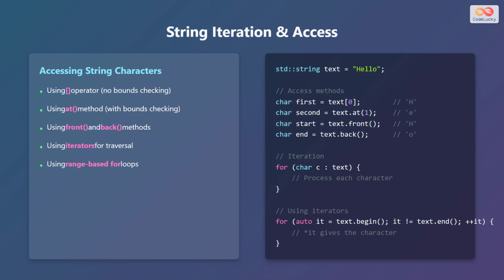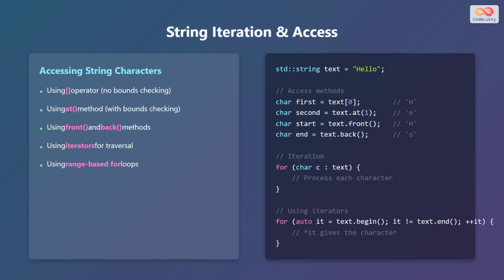C++ strings can be accessed and iterated over in several ways. You can access individual characters using the square brackets operator without bounds checking, or using the at method with bounds checking. Additionally, you can access the first and last characters using the front and back methods. For iteration, you can use iterators or range-based for loops to traverse the string. Here is a code example.